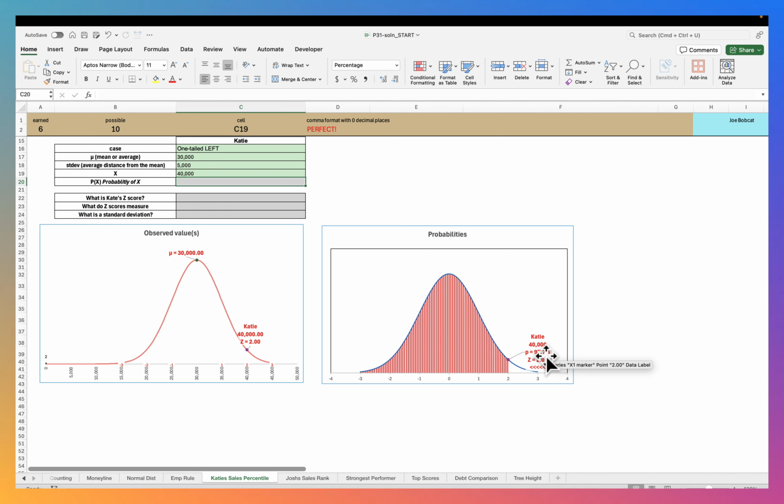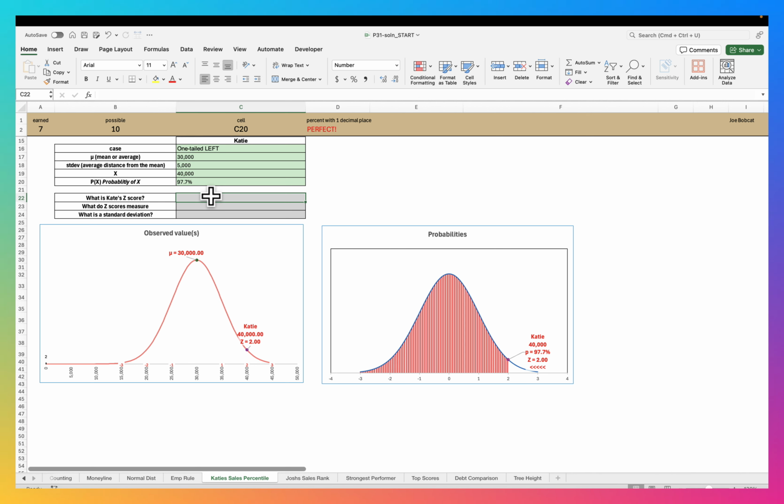But let's see if we can calculate, how did we get that 97.7? We can't just type it in here. We'll get an error message because it insists on a formula. And the formula that we use is norm.dist, x, mean, standard deviation, and then we put true at the end, because we do want the cumulative to the left of her, 97.7. What's her z-score?